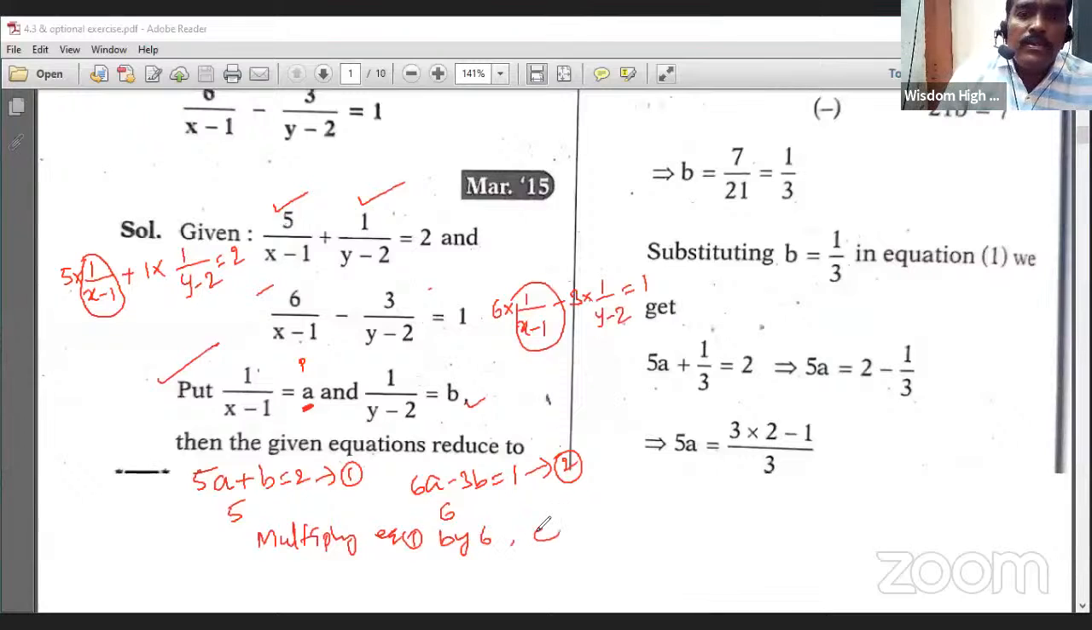Now, equation 2, multiply equation 2 by 5. Okay, yes, up to here you have to understand. Next step I want to explain here. Okay, students, this is the reducing.